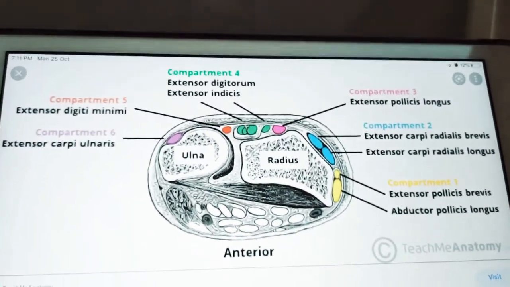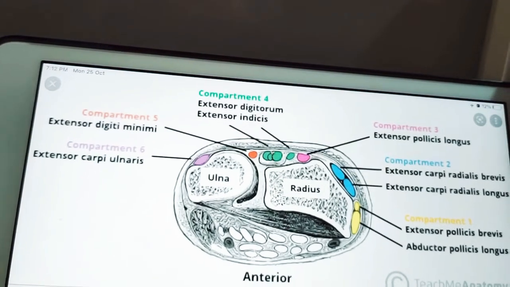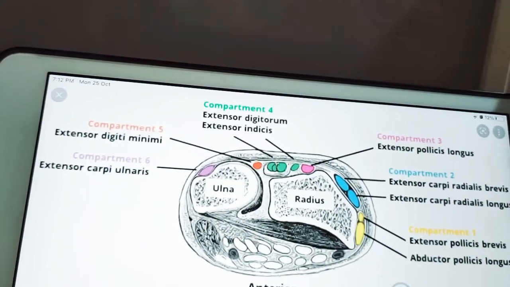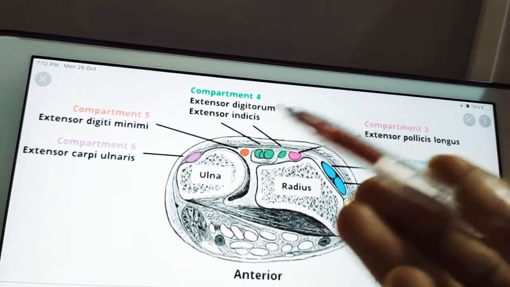Now we'll discuss the extensor retinaculum of the arm. The extensor retinaculum is a deep fascia on the back of your wrist. The deep fascia on the back of the wrist is thickened to form the extensor retinaculum.